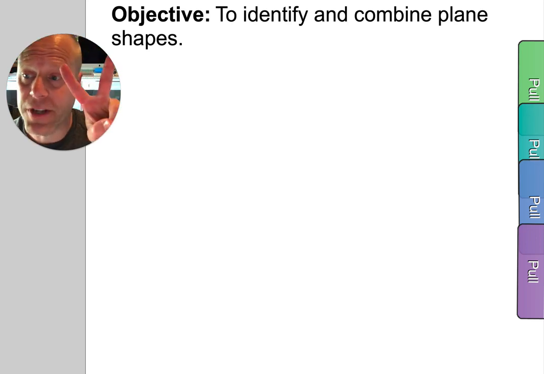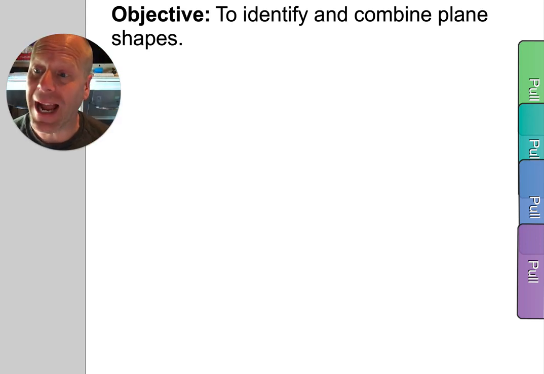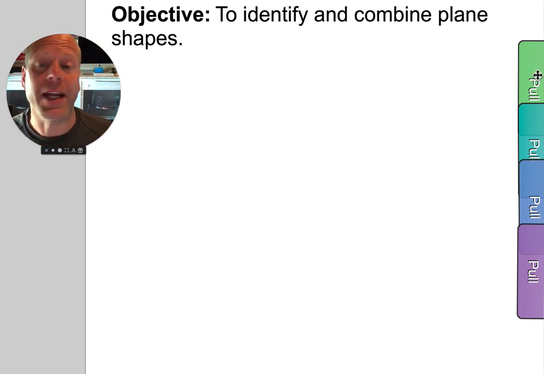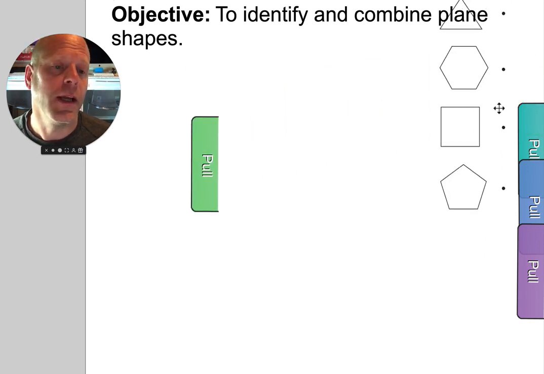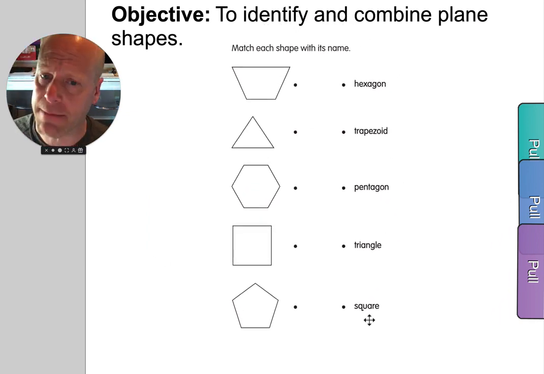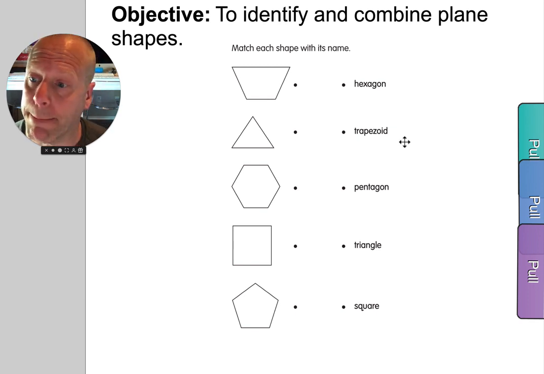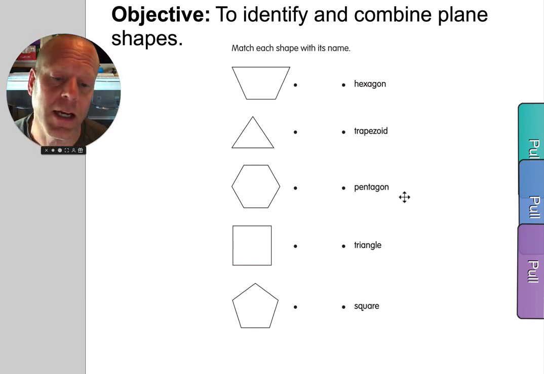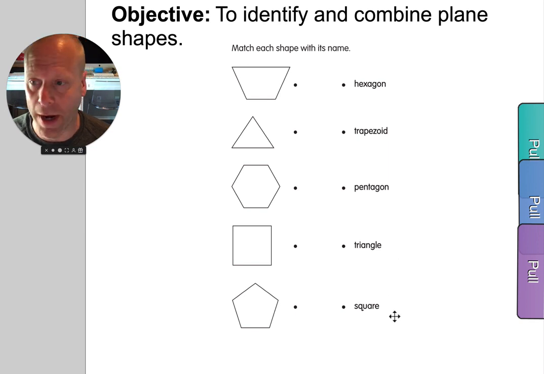Hey everybody, day 2, identifying and combining original shapes, right? Plane shapes, flat shapes. You can call them what you want, but there's a good chance I introduced a couple new ones yesterday. Let's take a look and see if you remember what they are called. So along this side, I have the names: hexagon, trapezoid, pentagon, triangle, and square. A couple of these you probably know from before, but a couple of these might be new.